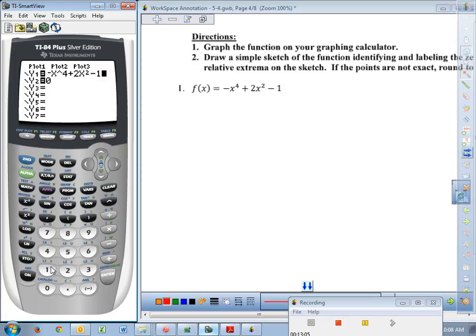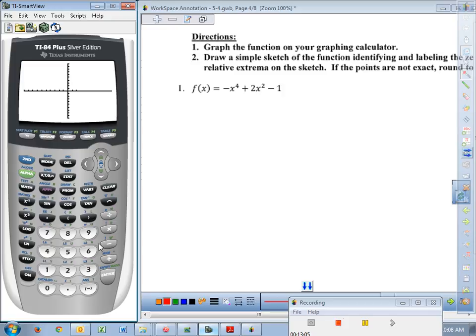I got a question, though. Can you tell me where the ends are going? Same way or different ways? They're going the same ways, right, because it's even. And where are they going, up or down? They're going down, okay? Let's zoom 6, see what it looks like.